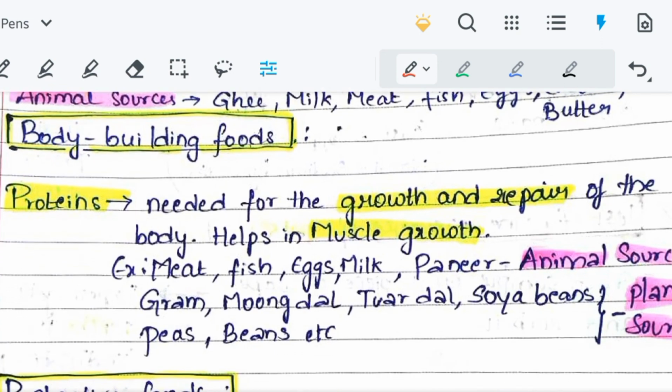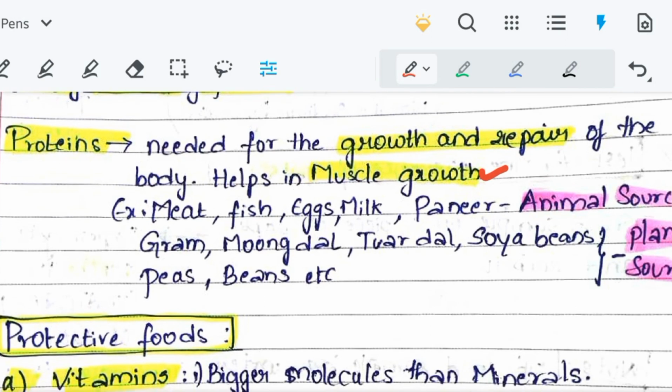Now let's talk about the body-building foods, that is protein. Protein is needed for the growth and repair of the body and also your muscle growth. That is the reason why the people who work out in the gym maintain a protein diet, because it promotes muscle growth. Okay, and you get protein from both animal and plant sources.